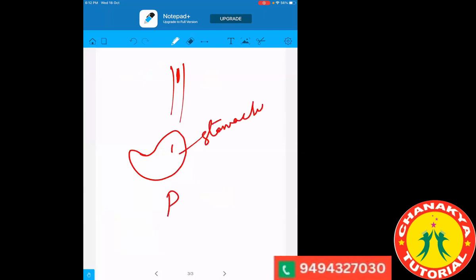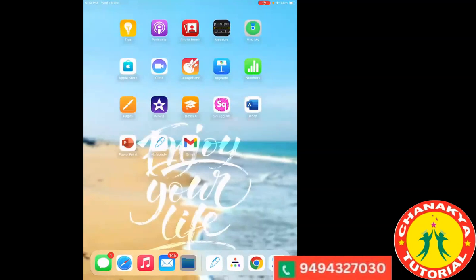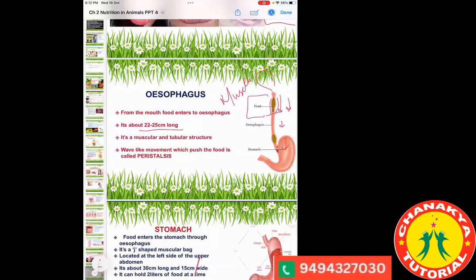And this kind of movement is called peristalsis. When the food is pushed down into the stomach due to the contraction and relaxation of the muscular wall of the esophagus, that movement is called peristalsis. The wave-like movement which pushes the food is called peristalsis. And what kind of movement will they be showing? They will be showing the contraction and relaxation movement.